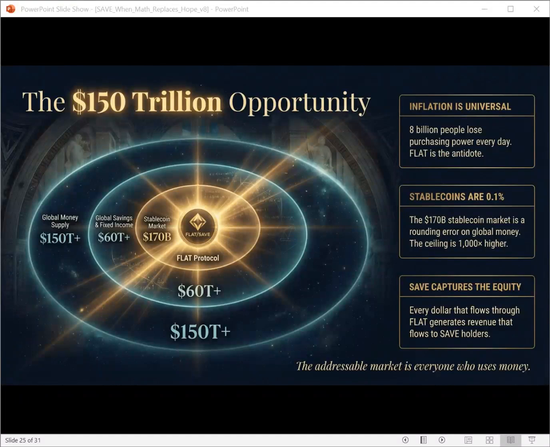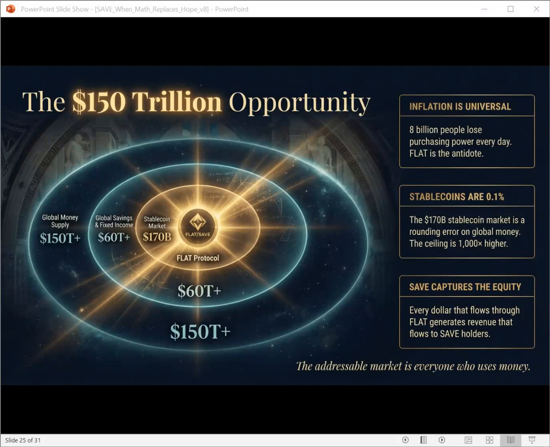The entire stablecoin market today is approximately $170 billion. That sounds large until you realize it is 0.1% of global money supply. Global savings and fixed income markets hold $60 trillion. The global money supply, all the cash, deposits, and near-money instruments on earth, is approximately $150 trillion.